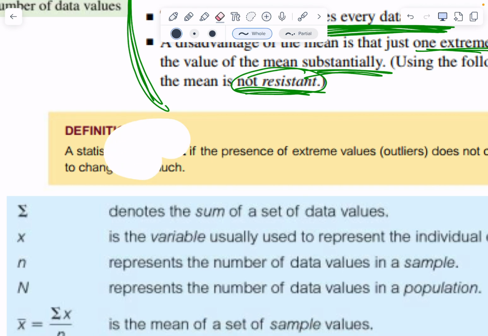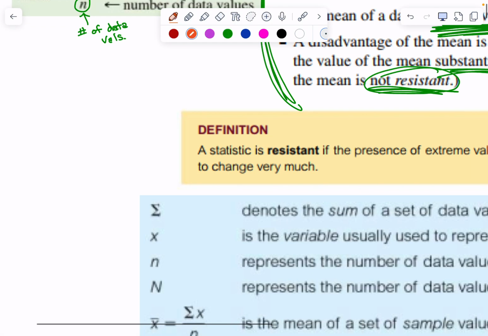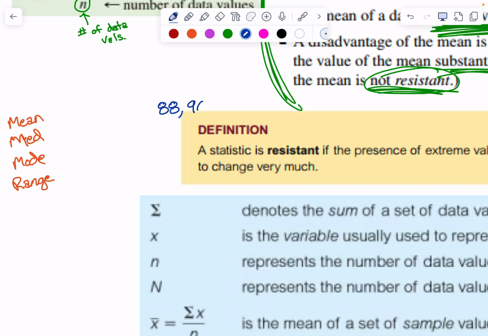All right. So resistant. Something is resistant if it doesn't change very much. For example, let's just talk mean, median, mode, and range. We're going to talk about those, and here's my data set. Let's talk some grades. Let's say I have an 88, a 90, a 91, a 92, a 92, a 97, and a 100. I have 7 scores, okay?